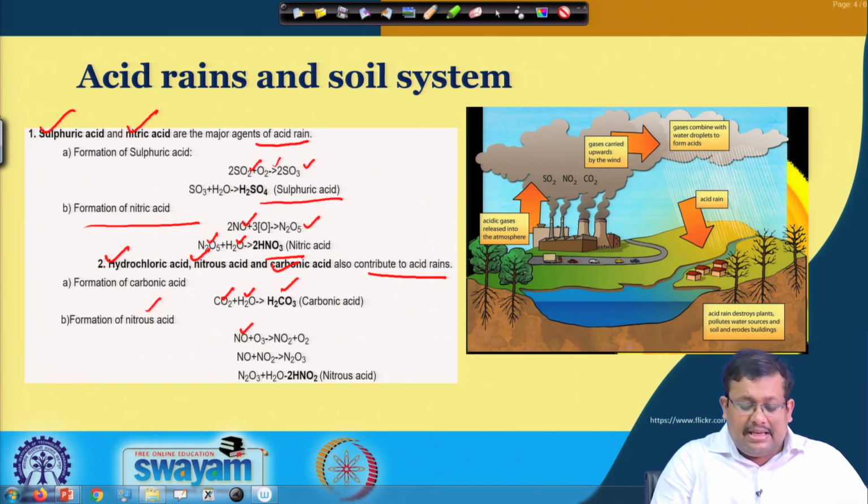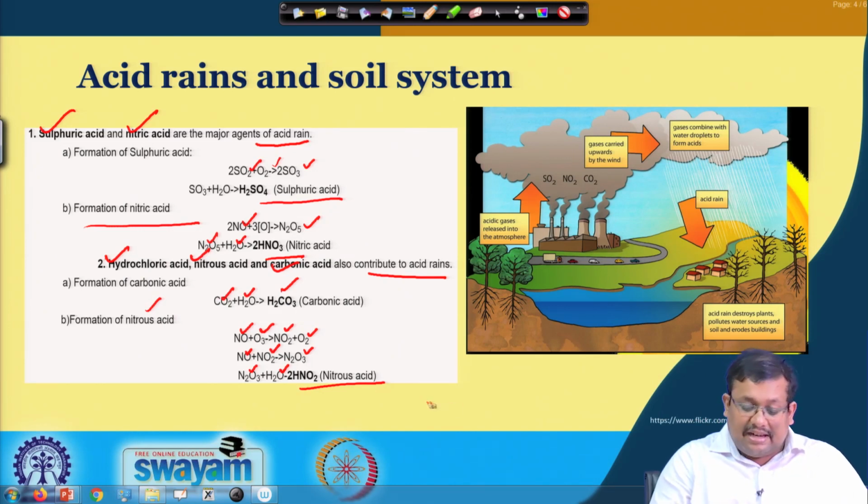Formation of nitrous acid. So, here you can see nitric oxide, when it reacts with the ozone, produces nitrogen dioxide and oxygen, and this nitric oxide can also react with this nitrogen dioxide to produce N2O3, and this N2O3 when it reacts with the water vapor produces nitrous acid.